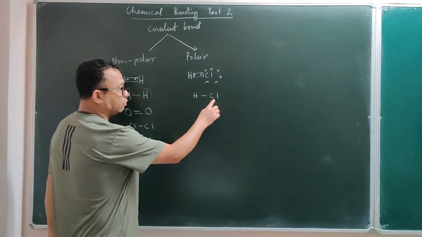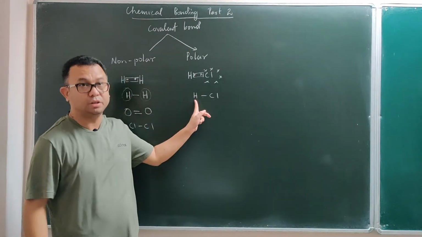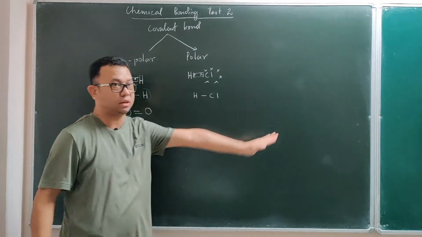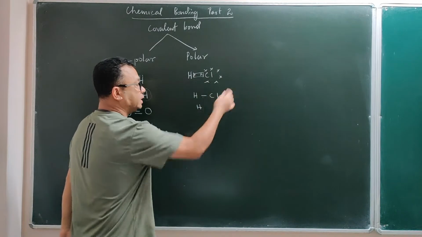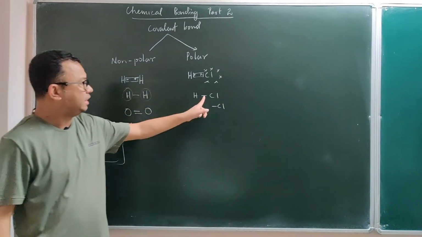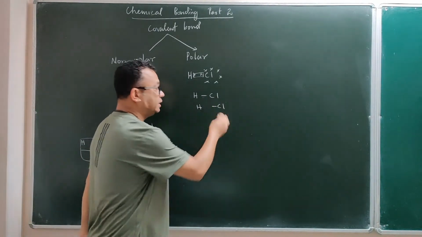So the tendency of chlorine to attract this shared pair of electrons towards itself is much higher as compared to hydrogen. So this shared pair of electrons is now pulled towards chlorine, because chlorine has greater electronegativity. Here the shared pair of electrons has gone towards chlorine. Now the electron density towards chlorine has increased.